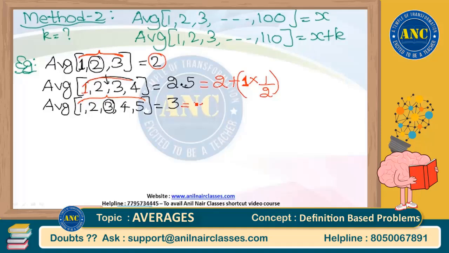Average I got it as 3. It is 2 plus, how many terms I increased? 2 terms. 2 plus 2 into 1 by 2. This is nothing but 3.